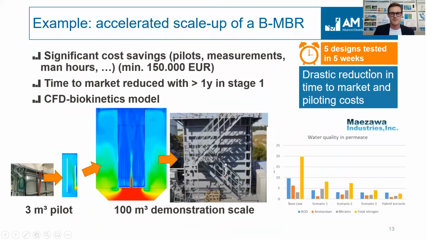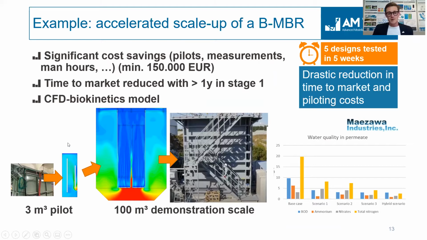To make it very concrete, what the practical applications are, well, this is an example from the R&D stage. We had a Japanese customer, Maezawa Industries, that had developed this new MBR technology. This is an MBR, membrane bioreactor. There's a membrane inside. They had actually a 3 cubic meters pilot running, but they wanted to scale it up through 2 orders of magnitude to 100 cubic meters demonstration scale.